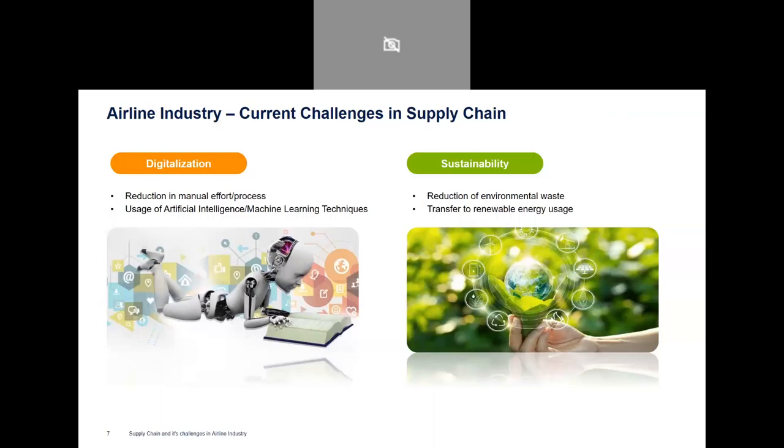So one part is digitalization and the other part is sustainability. Sustainability means the process taken to make sure that the natural resources on Earth are sustained, like reduction in population, pollution, reduction of environmental waste, and usage of renewable energy for industrial purposes or for own purposes. These are some of the activities performed under sustainability.